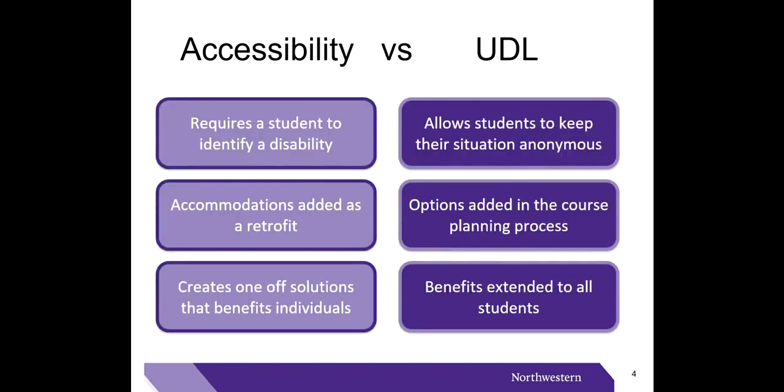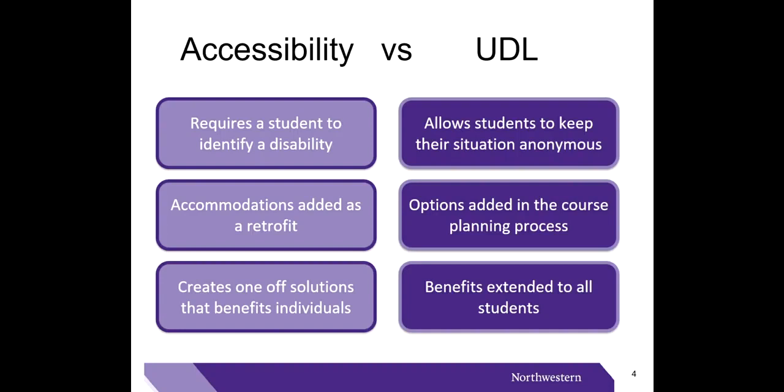To further illustrate the difference between making a class accessible versus universally designing it, here are some other key distinctions. To obtain an accommodation to make a class accessible, a student is required to identify with the Disability Services Office as having a disability. In a universally designed class, for the most part, students are able to remain anonymous about their situation.